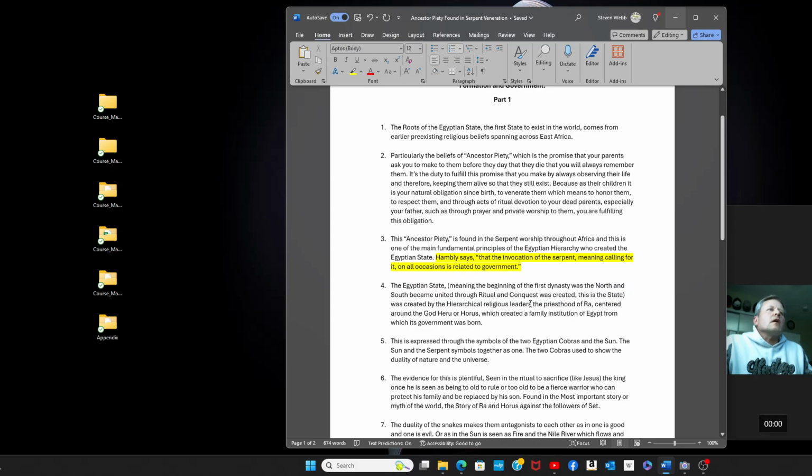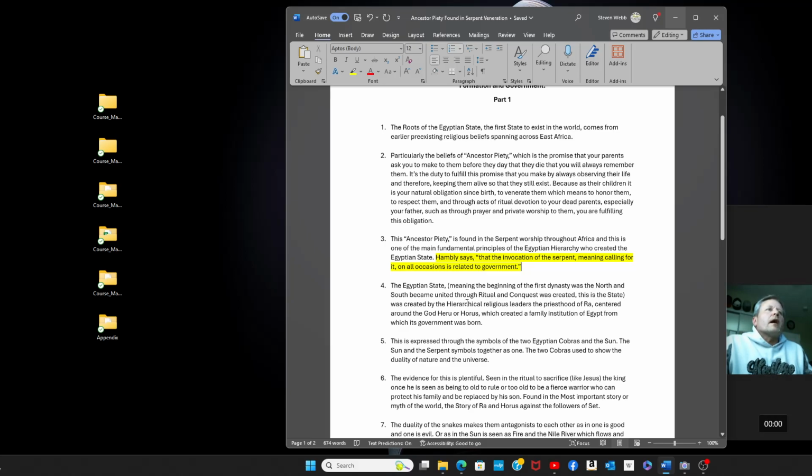The Egyptian state, meaning the beginning of the first dynasty, was the north and south becoming united through ritual and conquest, and this is the state. Doesn't really make sense, does it? Okay, I'm just trying to give you the meaning of the Egyptian state here. So the Egyptian state begins at the first dynasty when the north and the south become united through ritual after the conquest. That's how the state was created. And this is the definition of the state.